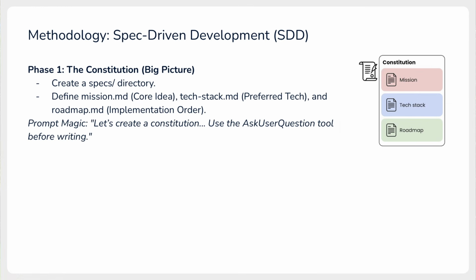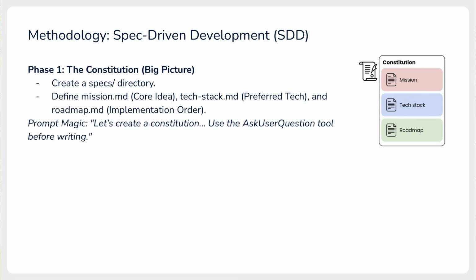There are 3 phases. Phase 1 is the constitution. Before you write any feature code, you create a folder, call it specs. Inside it, you put these 3 files. The first file is mission.md. This is what the project is about in 1 paragraph, the core idea.